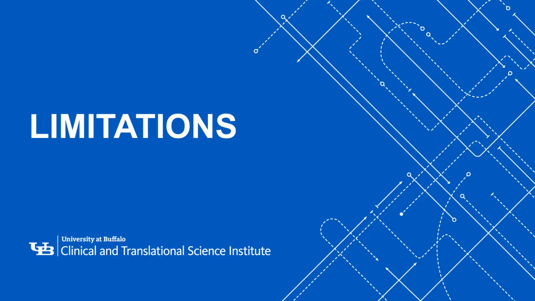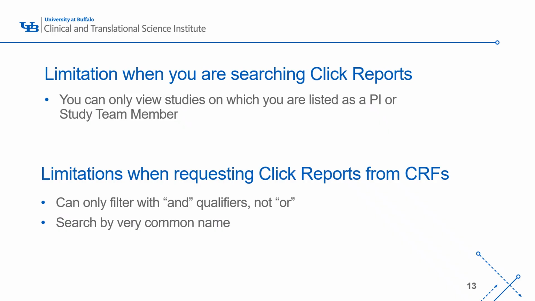There are some limitations to using the IRB Reports tool. When you conduct a Click Reports search, you can only search for information about studies on which you are listed as PI or a study team member. Searching for info about other team members can only be requested from a clinical research facilitator.